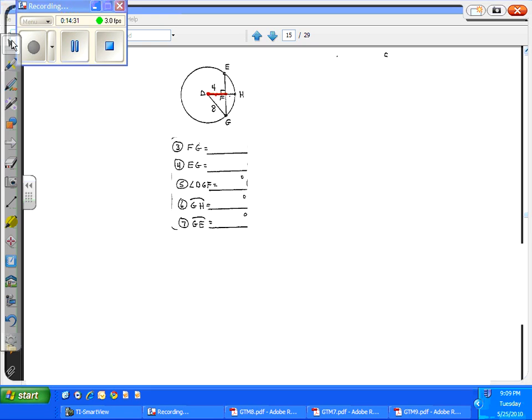Okay. What we have is a radius that is perpendicular to a chord. If a radius is perpendicular to a chord, then it bisects the chord and the arc of the chord, which means that that piece equals that piece, and this whole chord equals that whole chord. Okay? So, we want FG. Well, how are we going to get FG? Well, let's blow this thing up.